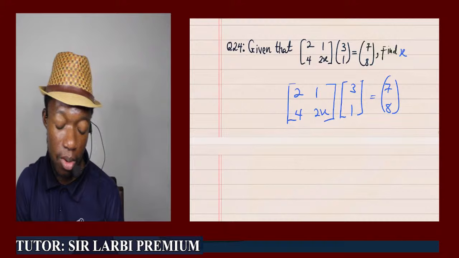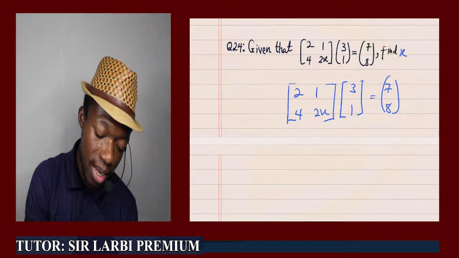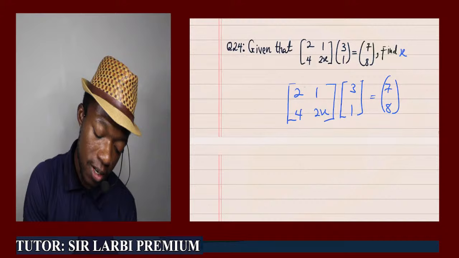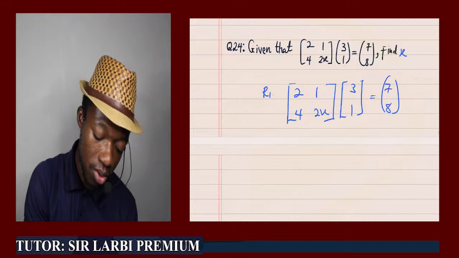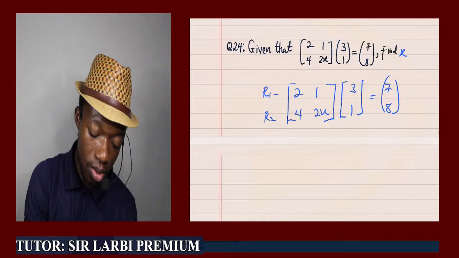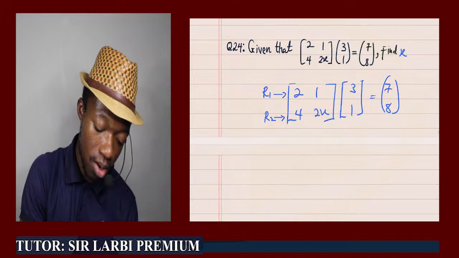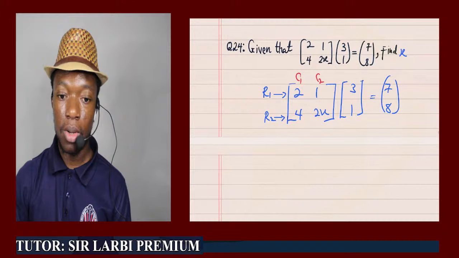So here, all I want to do, follow carefully, is this. Let me say we have two rows. This is row 1, this is row 2. And we have column 1, then column 2. Okay, so how do we go about that? Let's see.